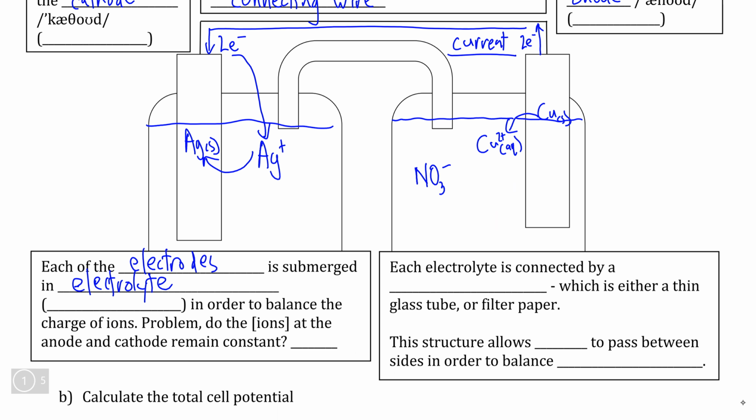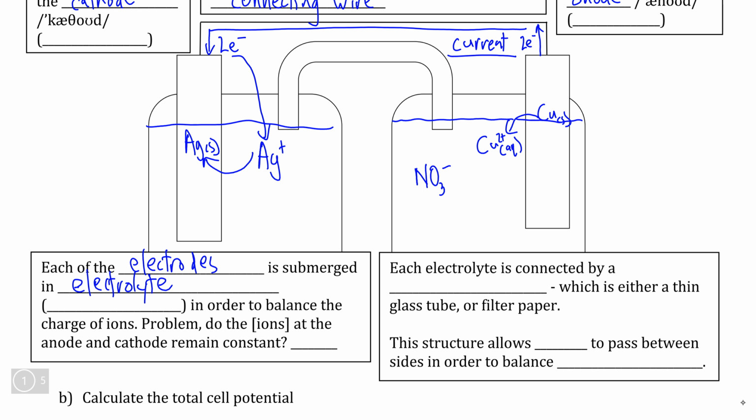Now, there are a few considerations that we need here. Number one, remember that each of our electrodes is immersed within an electrolyte. The problem is that if we watch what happens to our ion concentrations, we see that the concentration of copper ions is going to constantly increase as this reaction continues, while conversely, the concentration of silver ions as they absorb electrons is going to constantly decrease.